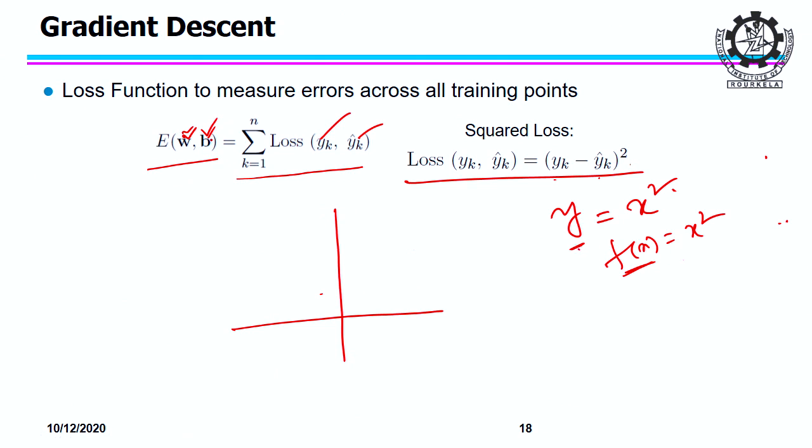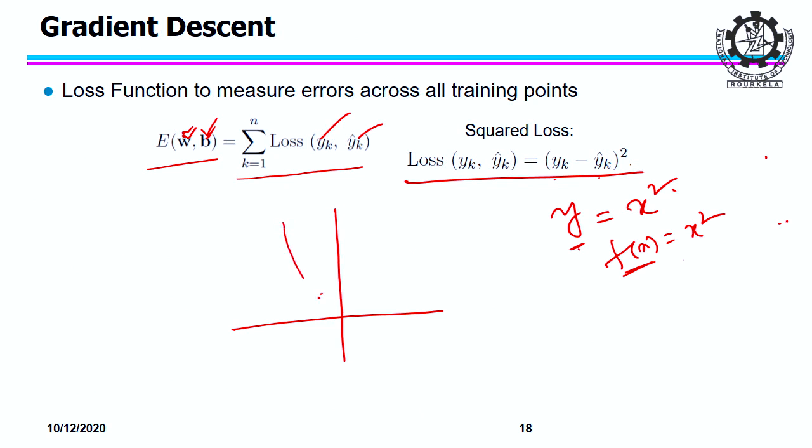Here I should get the values of w and b whenever the error is minimum. So, the objective remains the same. Now, in the simplified version, let us try to see what happens. So, what is the y equal to x square plot? The y equal to x square plot will be something like that.